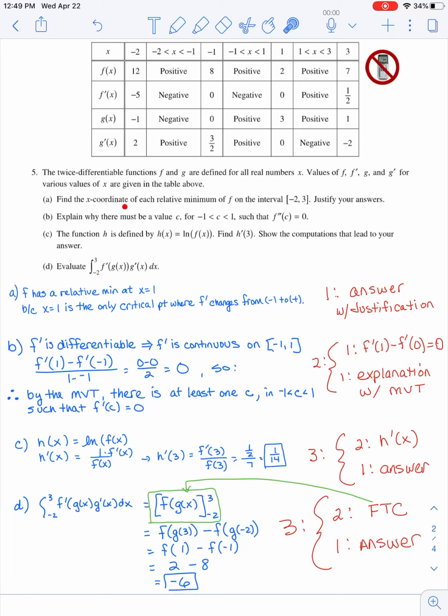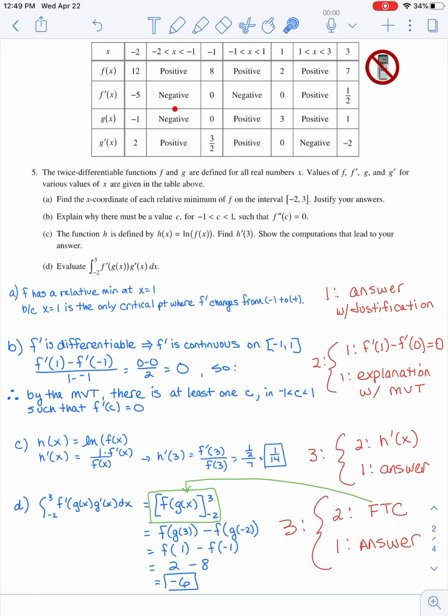So we're going to find the x-coordinate of each relative min of the function f on the interval from -2 to 3. So that means all the way from -2 to 3, find the x-coordinate of each relative min. Okay, so if I'm looking for mins, I can look at this a couple ways. I need to find critical points, when the derivative equals 0. So I'm looking at the derivative of f, and the derivative is 0 at -1 and also at +1. So those are critical points.